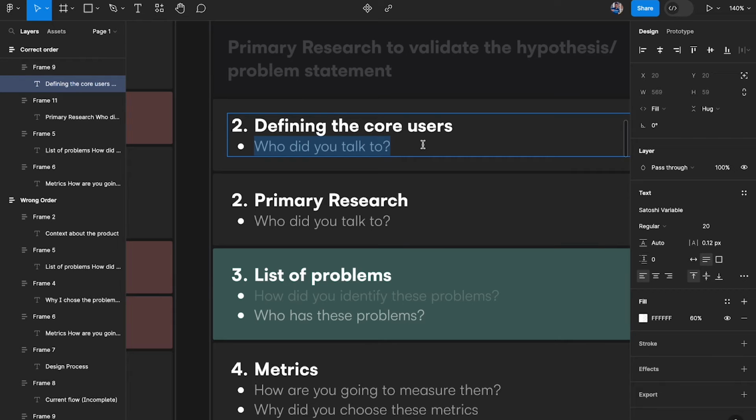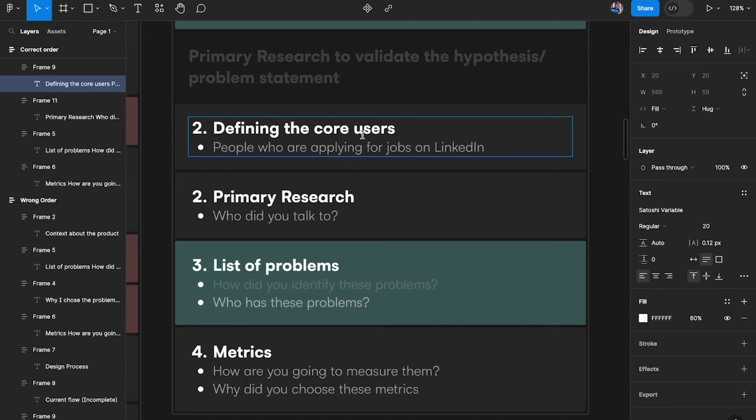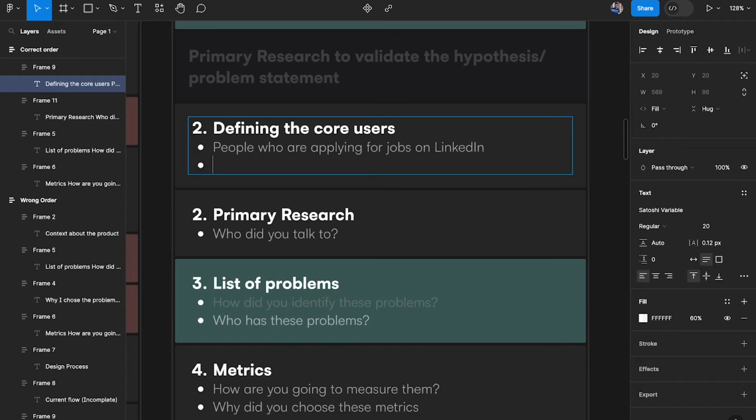So I would say one of the core users is basically people who are applying for jobs on LinkedIn. I think that's very straightforward. You're solving for all users who are applying to jobs on LinkedIn. How frequently they do it has no relevance. How many companies they apply to has no relevance. People who are applying for jobs on LinkedIn. The second one is recruiters who post jobs on LinkedIn. It's a very top level user.